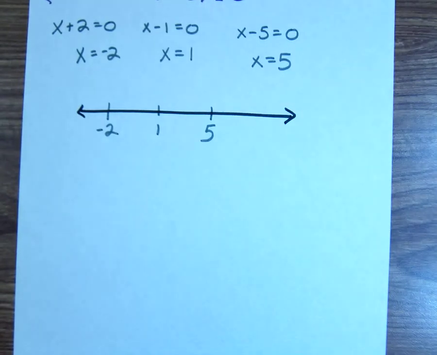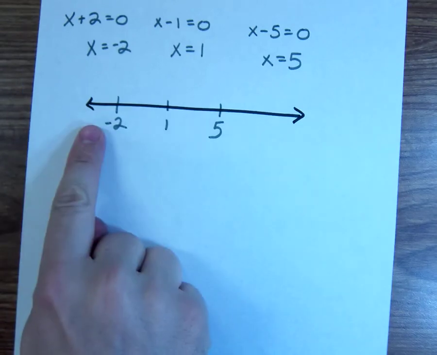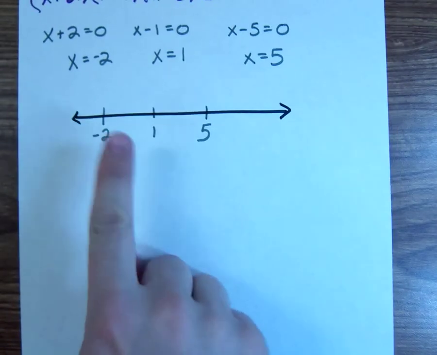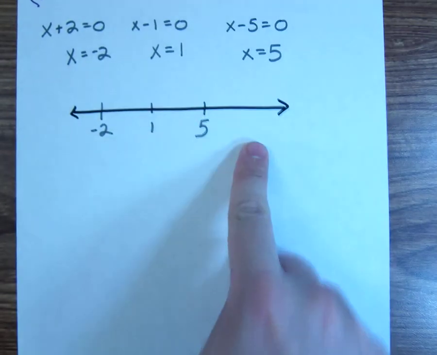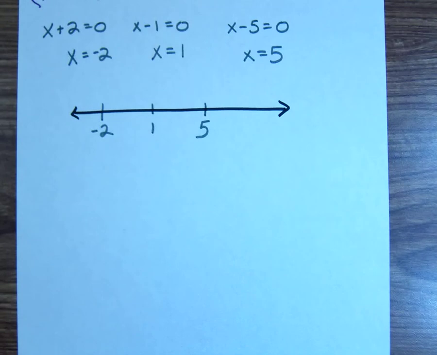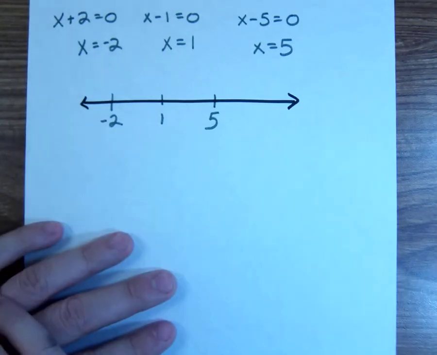All right, so here's the thing. I'm going to have to pick four test points now. I need one that's below negative 2. I need one that's in between negative 2 and 1. I need another one in between 1 and 5. And then I need one bigger than 5. So I'm going to have to do this four times. So let's just start at the bottom and work our way up. Somebody give me a number less than negative 2.